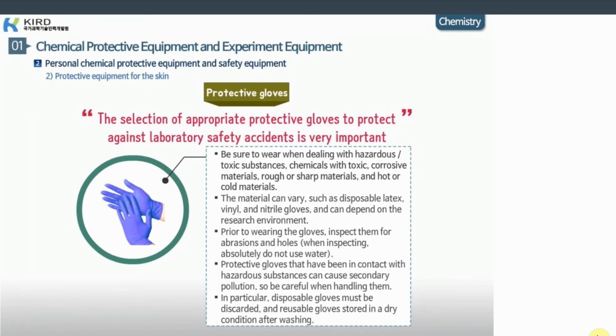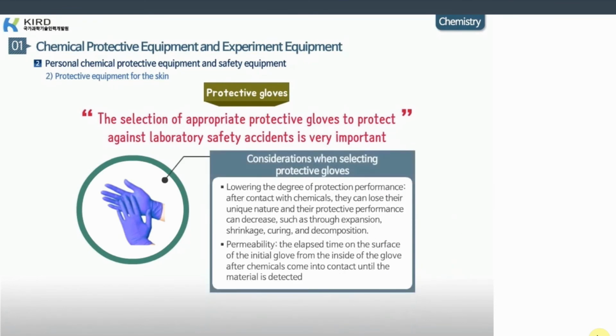When inspecting them, absolutely do not use water. Protective gloves that have been in contact with hazardous substances can cause secondary pollution, so be careful when handling them. In particular, disposable gloves must be discarded, and reusable gloves stored in a dry condition after washing.